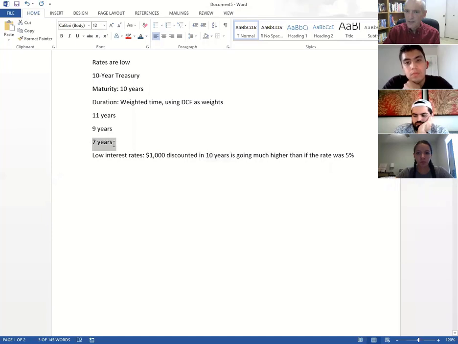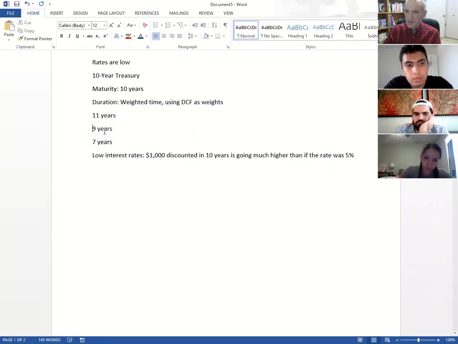So Sophia, it's going to be closer to 9 or 11 than it's going to be 7. If interest rates got up to say 7, 8, 9%, that's when you get down to 7 or 6. So duration drops as interest rates rise. Now, one of these two numbers you can throw out immediately. Which of these can you definitely throw out?